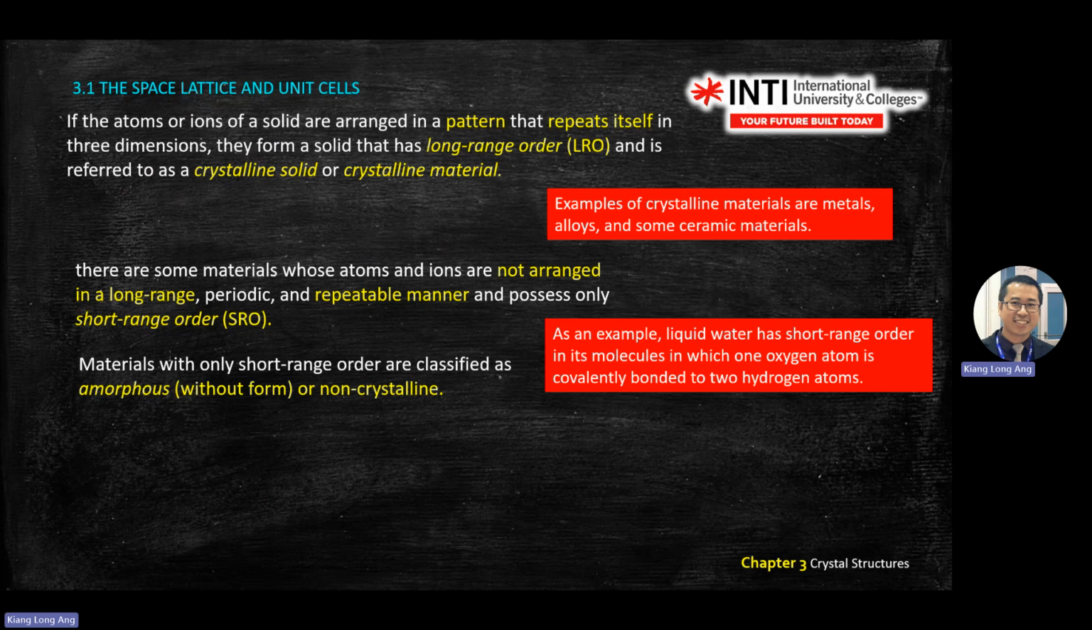Then some materials are not arranged in a long-range, repeated manner. They only have very short-range order. Materials with only short-range order are called amorphous, without any form, or non-crystalline. So this chapter mainly focuses on crystalline materials.